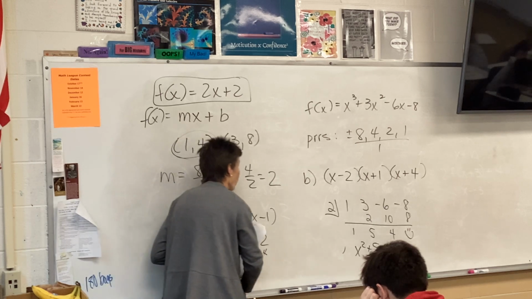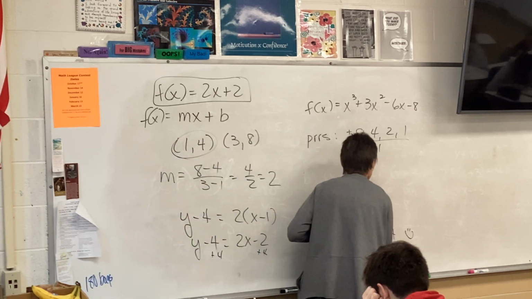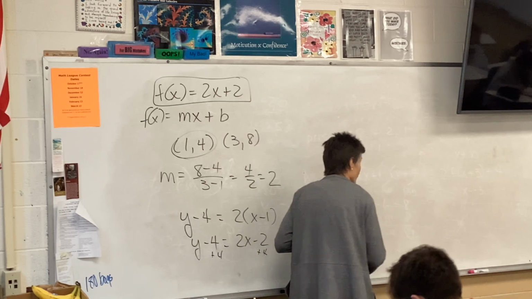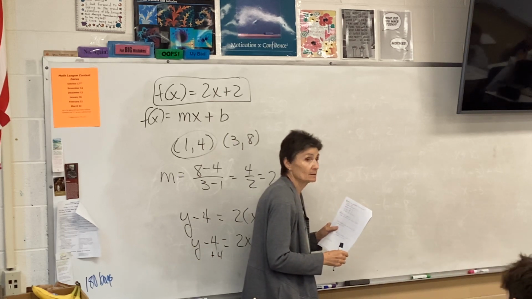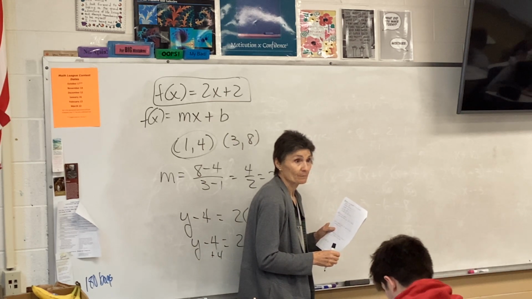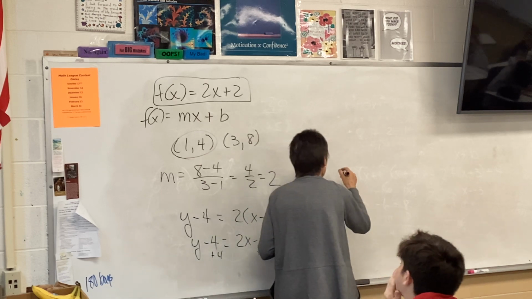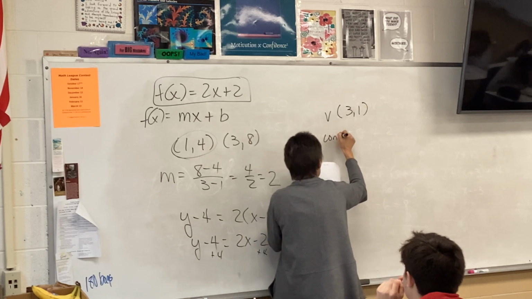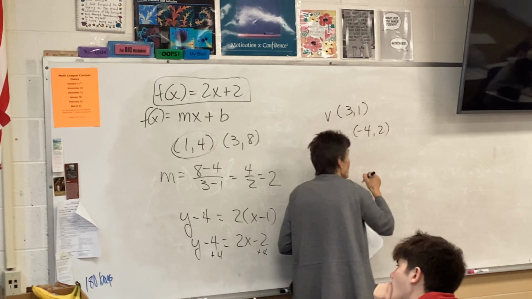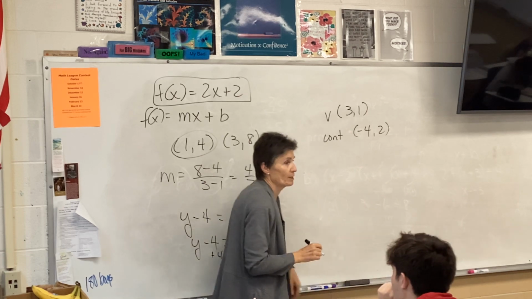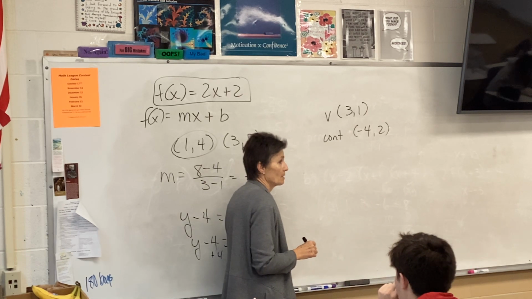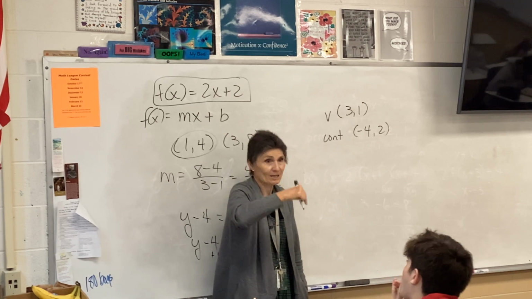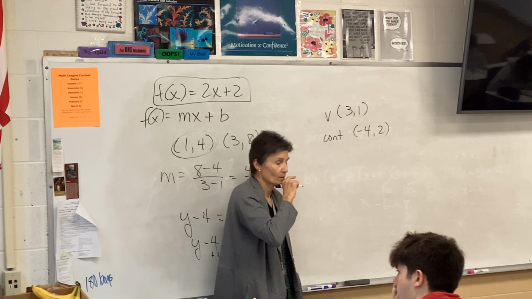All right, now write the equation. This time it's a quadratic function, which means it's a parabola, right? I need to have a vertex at (3, 1), and I have to contain the point (-4, 2). When you build your equation, the vertex numbers are actually in the equation. They're part of the equation.